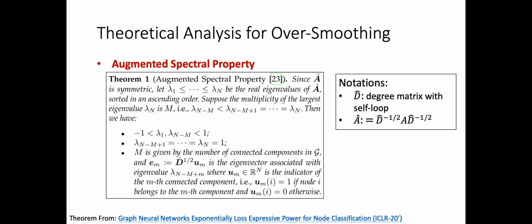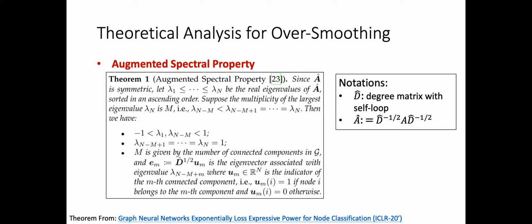The augmented spectral property says that, given this A hat matrix, which is symmetric, let lambda 1 until lambda n be the real eigenvalues of A hat, sorted in ascending order. Suppose the multiplicity of the largest eigenvalue lambda n is m, which means lambda n minus m is less than lambda n minus m plus 1, which equals until equals lambda n. Then we have the following three propositions.